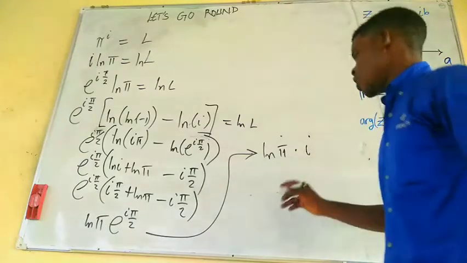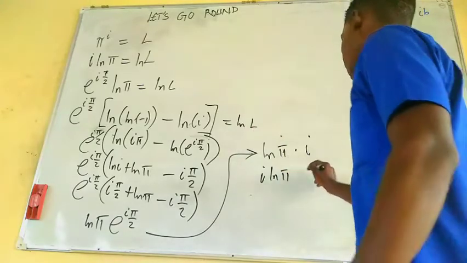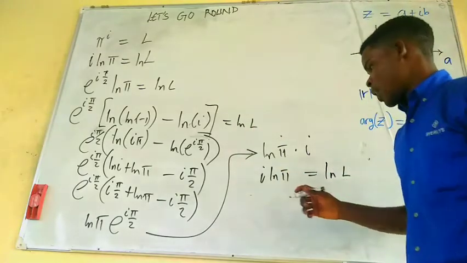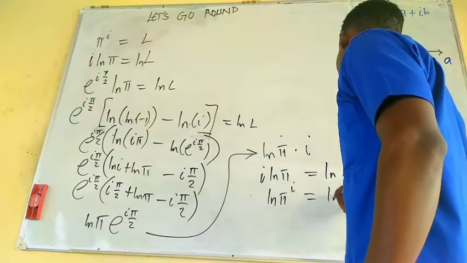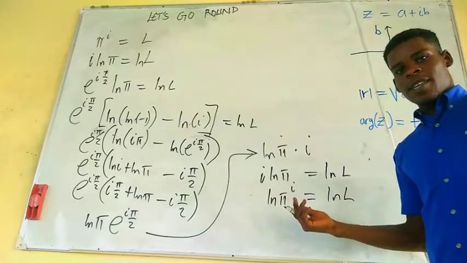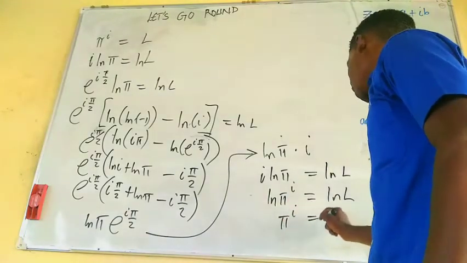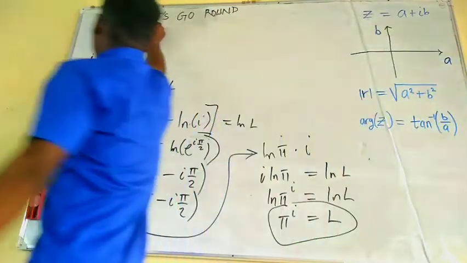What are we even saying? We're saying i times ln pi. And remember on the right hand side we were having ln L. We're having ln L like this. So we can go ahead and write this as ln pi to the i power is equal to ln L. And if we make e the base on both sides, we're just going to have pi to the i is equal to L. And this is the question.